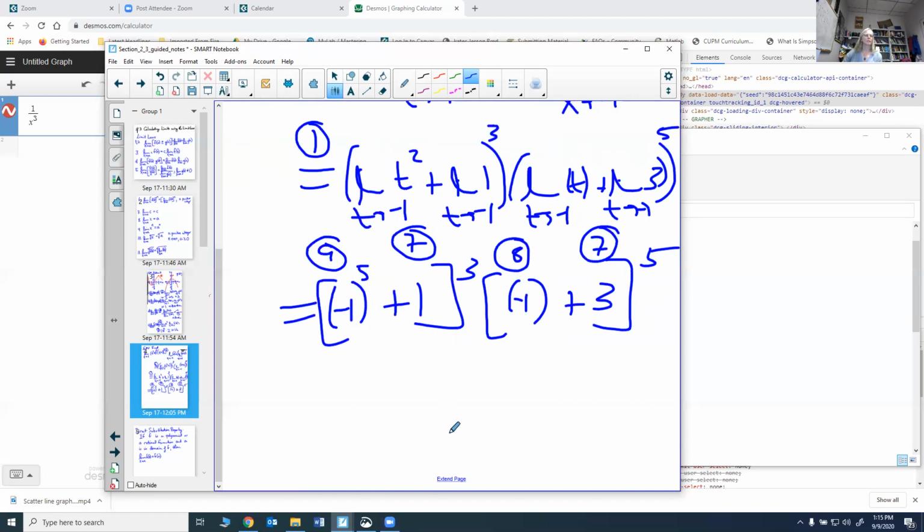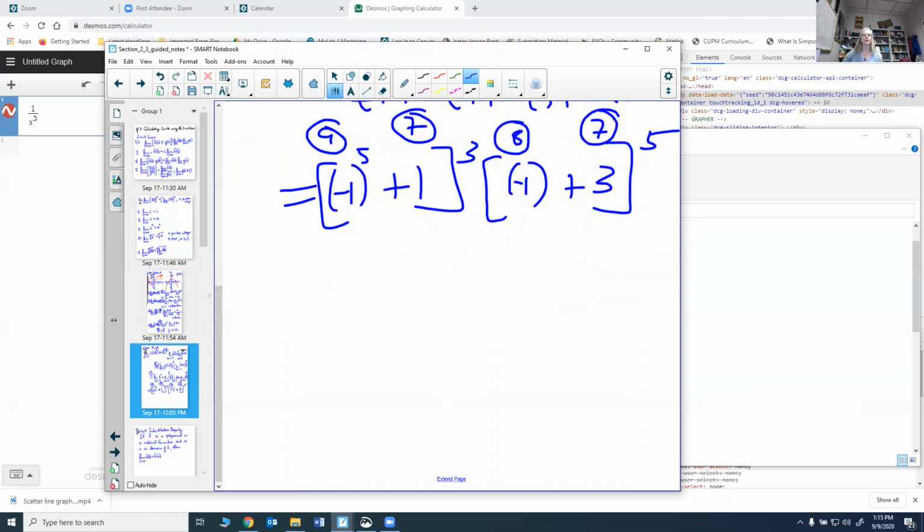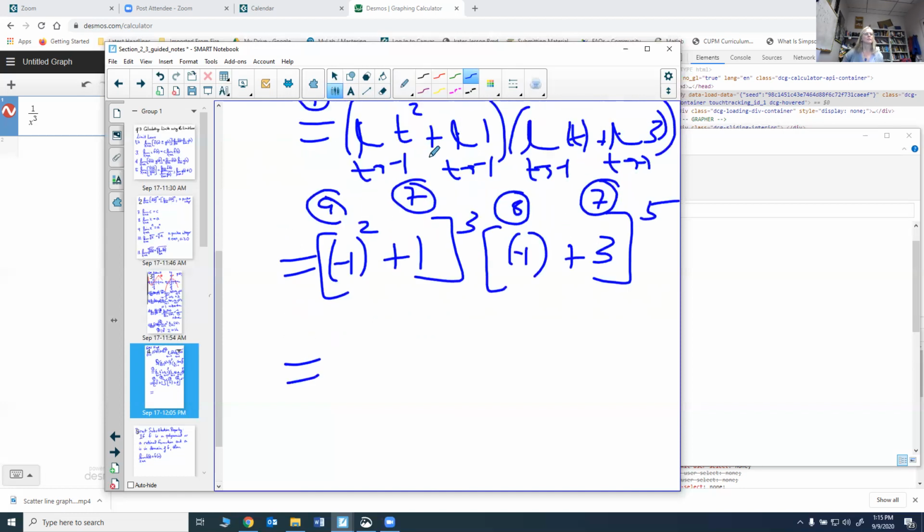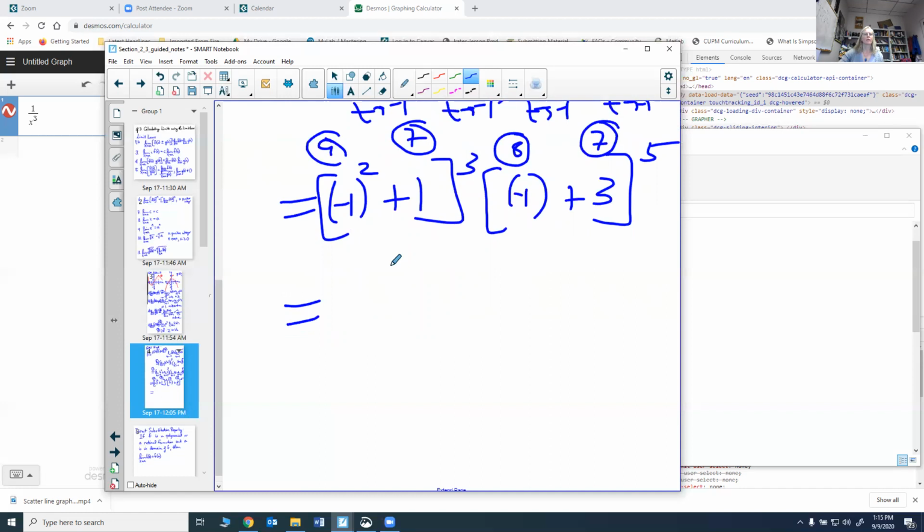And now we just have numbers. So now we're no longer using limit laws. Now we're just going to find out what all of these are. And we calculate this. How did I write to the 5th? That should be to the 2nd power. So we got -1 squared, which of course is 1, plus 1 is 2. So we've got 2 cubed. And then we have -1 plus 3, which is 2. We have 2 to the 5th. So we end up with 2 to the 8th. And that's your limit.